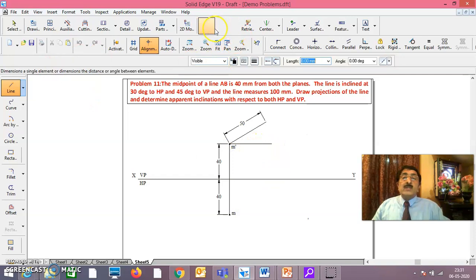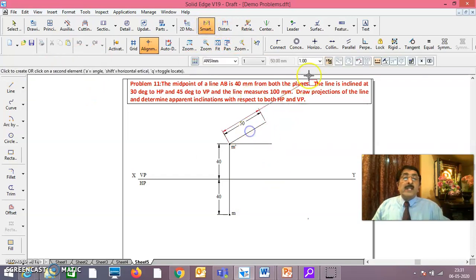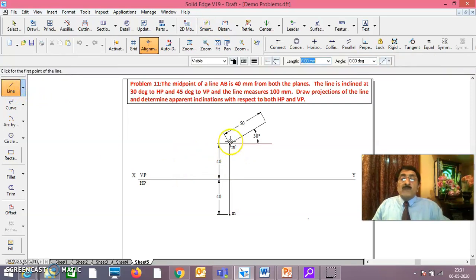As you see, this will be inclined at 30 degrees to HP. You take the angle command. Correct, no? This is 30 degrees to HP, this is 50. But it should be 50 on the other side also. Totally it should be 100. That is why, from the end point of this line, you go 50 length, angle 150.